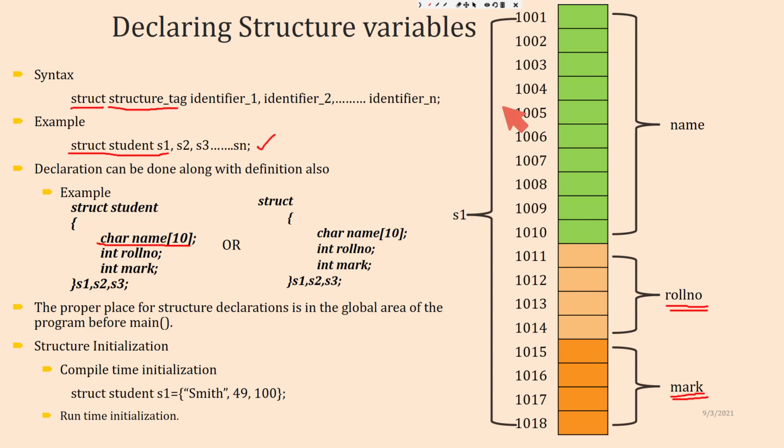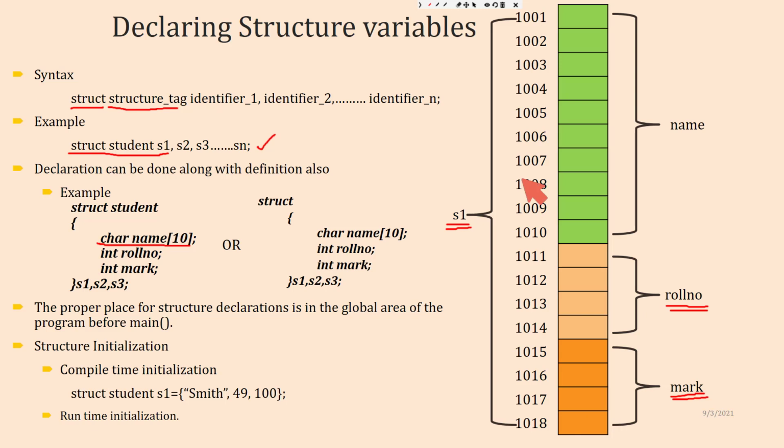So the entire thing can be considered as a variable. That is S1. What I declared is S1. So a total of this much memory; here, 18 bytes will be allocated for S1 alone. The first 10 bytes are used to store the name, the next 4 bytes are used to store the roll number, and the next 4 bytes are used to store the mark.